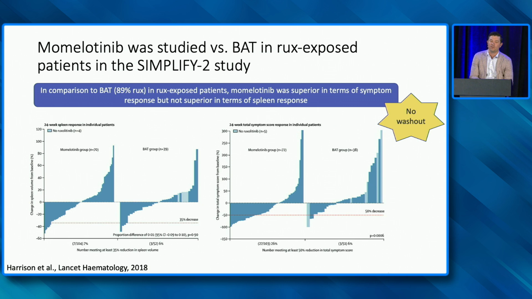In the SIMPLIFY-2 study, this is a second-line study, patients who'd been on ruxolitinib then went on momelotinib. This was compared to best available therapy. Largely, patients on BAT just continued on ruxolitinib. This was a superiority study, and unfortunately, if you're on Rux and you stay on Rux, or if you're on Rux and you switch to momelotinib with no washout, there's really not much more spleen volume reduction you get. So this study failed in the sense that the primary endpoint was looking at spleen volume responses, which were rarely seen on either arm in this study.